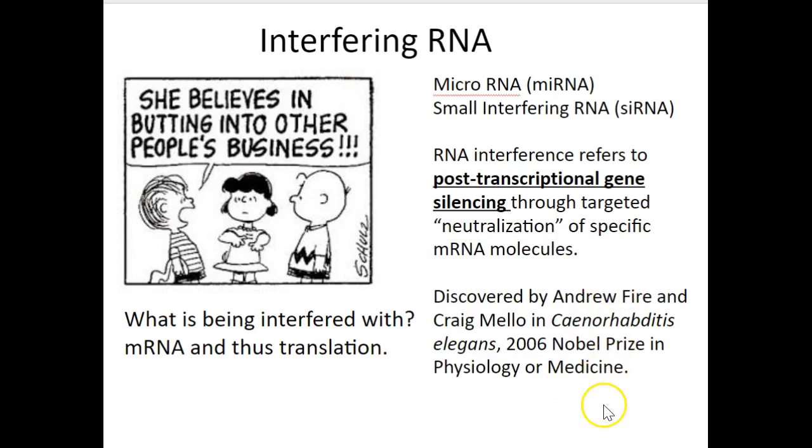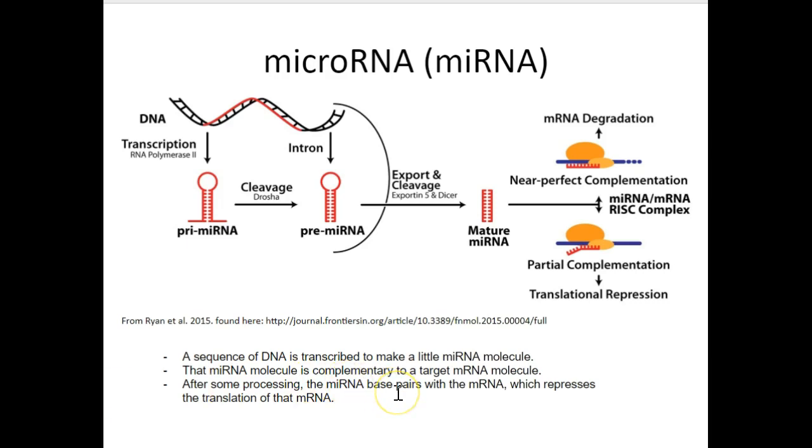This is something discovered by Fire and Mello, and their work resulted in a Nobel Prize in physiology or medicine a few years ago. So the skinny on microRNA is that within our genomes, because this is very common in eukaryotes, we have these little genes that encode little RNAs called microRNAs. When those little RNAs are produced, they get extensively processed, they attach themselves to some protein, and then they will base pair with a complementary target messenger RNA molecule.